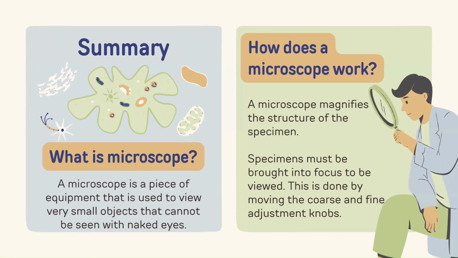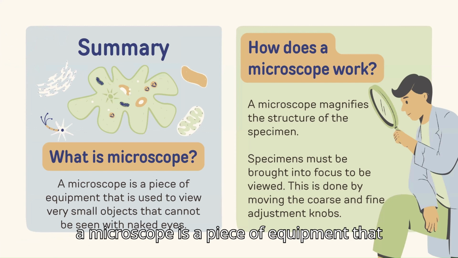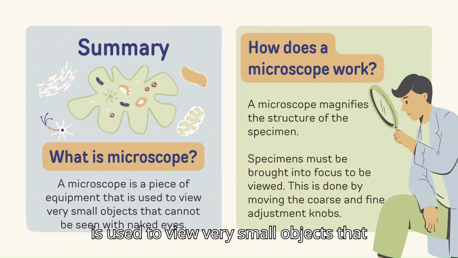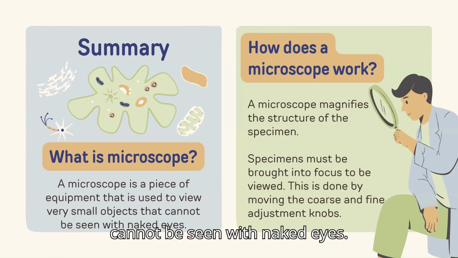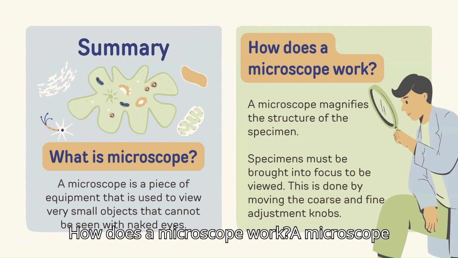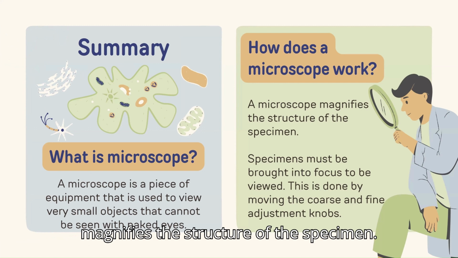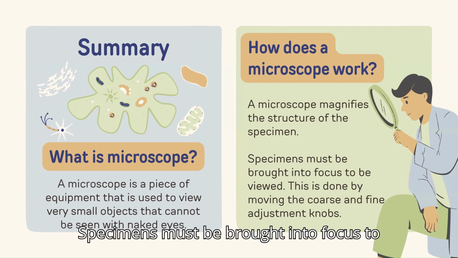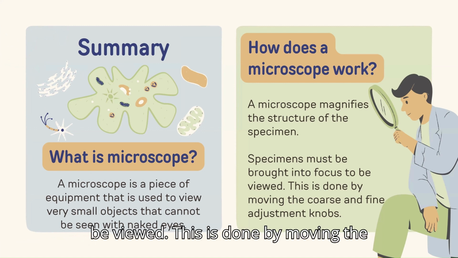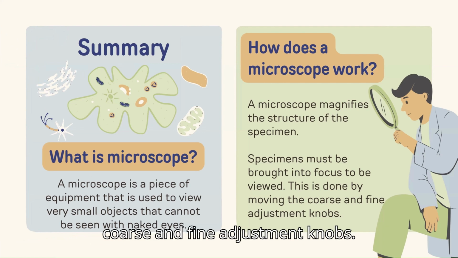So to summarize, a microscope is a piece of equipment that is used to view very small objects that cannot be seen with naked eyes. How does a microscope work? A microscope magnifies the structure of the specimen. Specimens must be brought into focus to be viewed. This is done by moving the coarse and fine adjustment knobs.